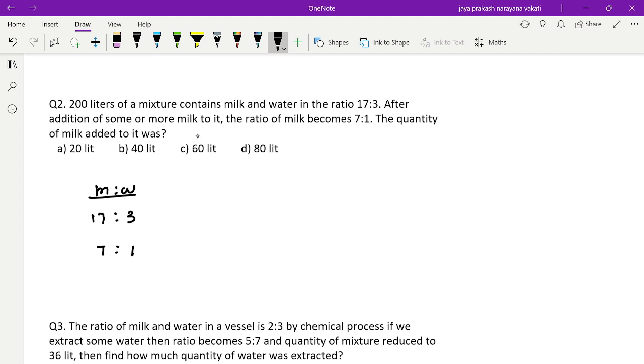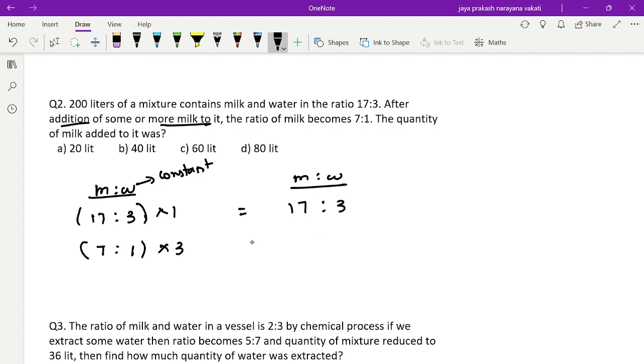Now in this, only milk is added, right? Only milk is added. So that means water is constant, or the same. So I'll do the manipulations and make my water constant. Simple: multiply the first ratio with the number of parts of water in the second ratio, which is 1, and the second ratio with the parts of water in the first ratio, which is 3. So now the milk and water ratios will become 17 into 1 and 3 into 1, and 7 times 3 is 21, 1 times 3 is 3. Now I know my water is the same, 3 parts.